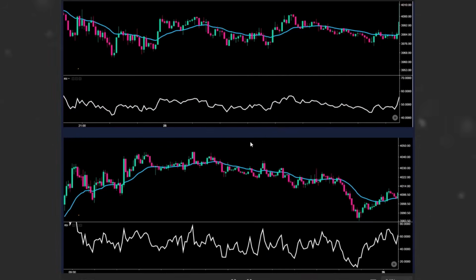Both charts are on the 5-minute time frame. In the first chart, the RSI is set to 14. In the second chart, the RSI is set to 5. Notice the difference. In the second chart, the RSI moves much faster. It reacts quickly to every small price change. But in the first chart, RSI 14 moves slower and smoother. This is why smaller RSI numbers are better for fast time frames.